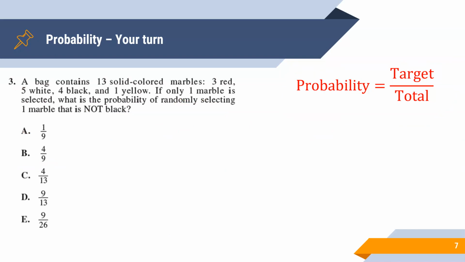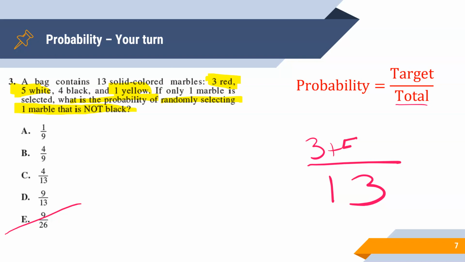All right, this question wants to know the probability that the marble you're selecting is not black. So in other words, it would be red or white or yellow, right? Now the total amount, we know there's 13 total marbles, which I think I could get rid of choice E, right? Because 26 is definitely bigger than 13. But if I add those numbers up, 3 red, 5 white, 1 yellow, that gives me 9 over 13, which is our choice. So good. All right, let's go on to the next one.